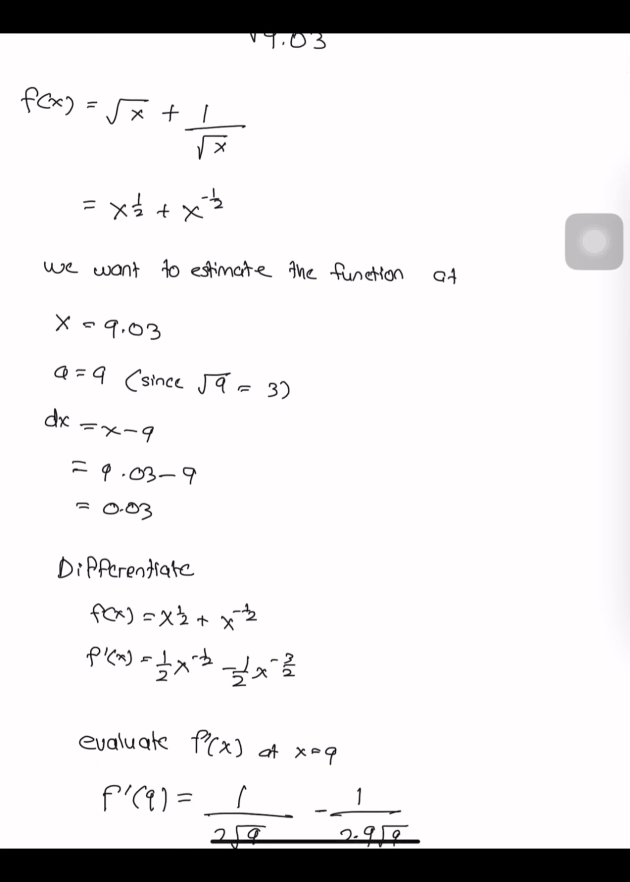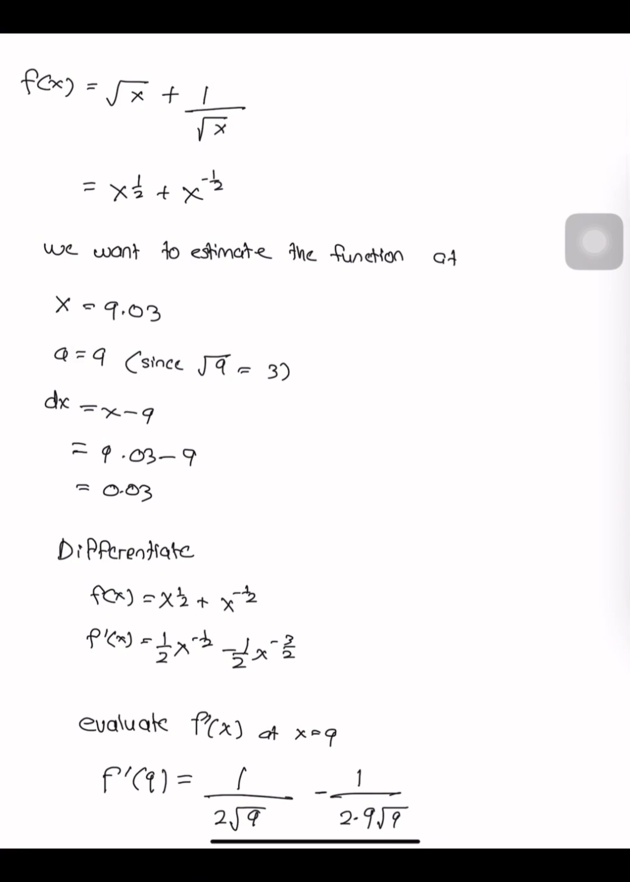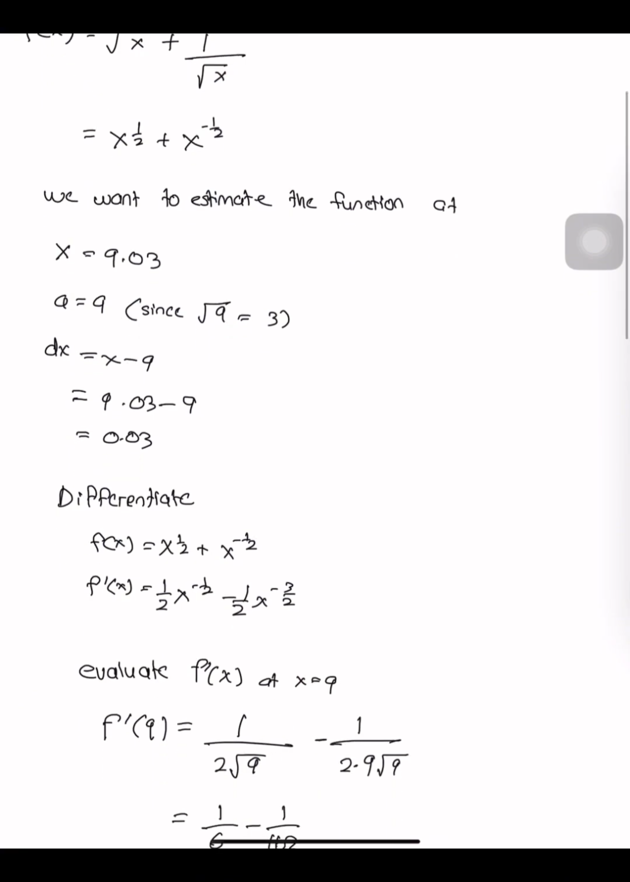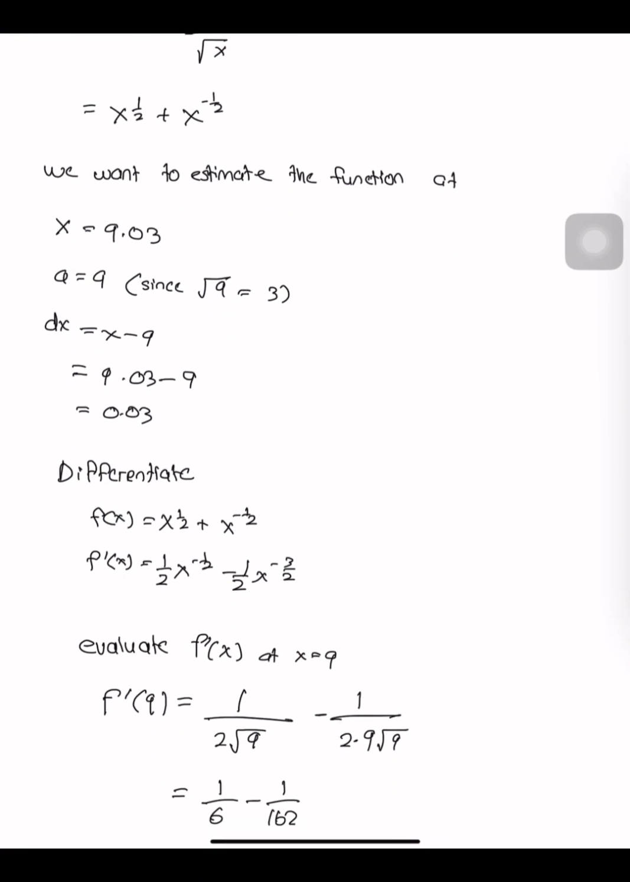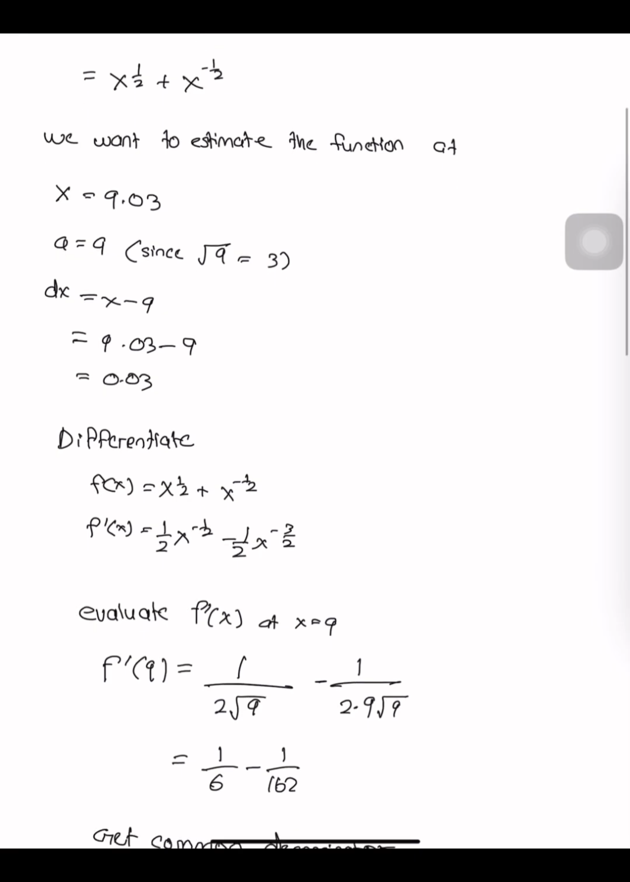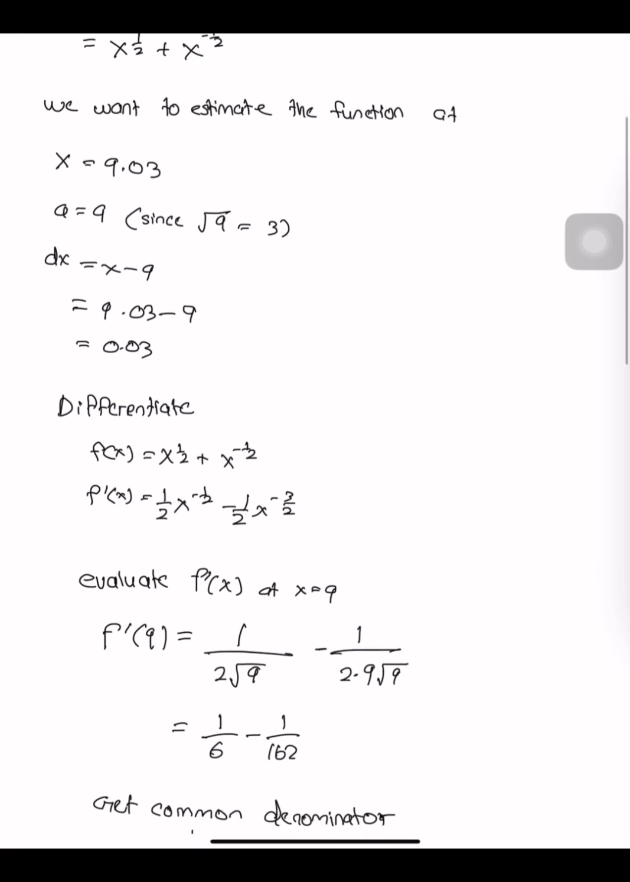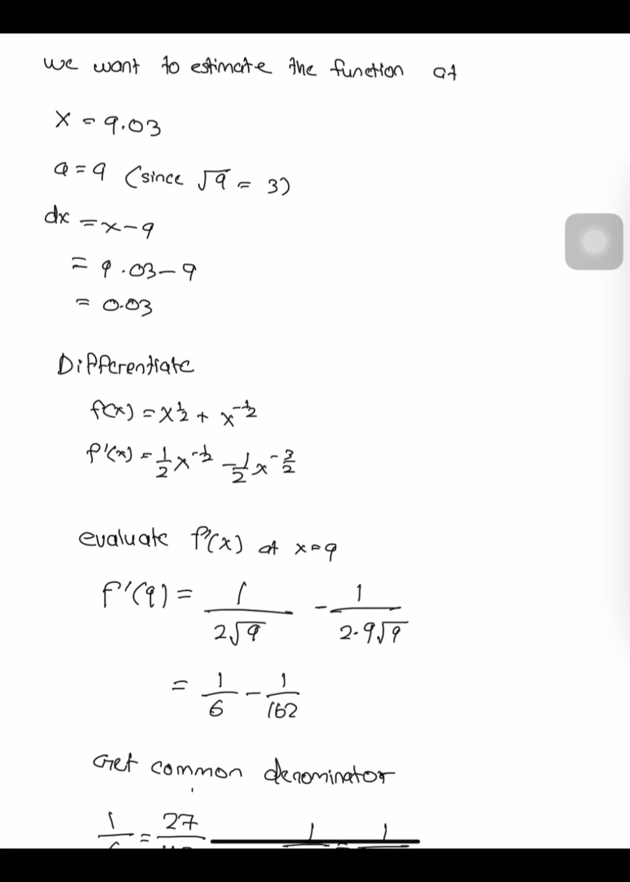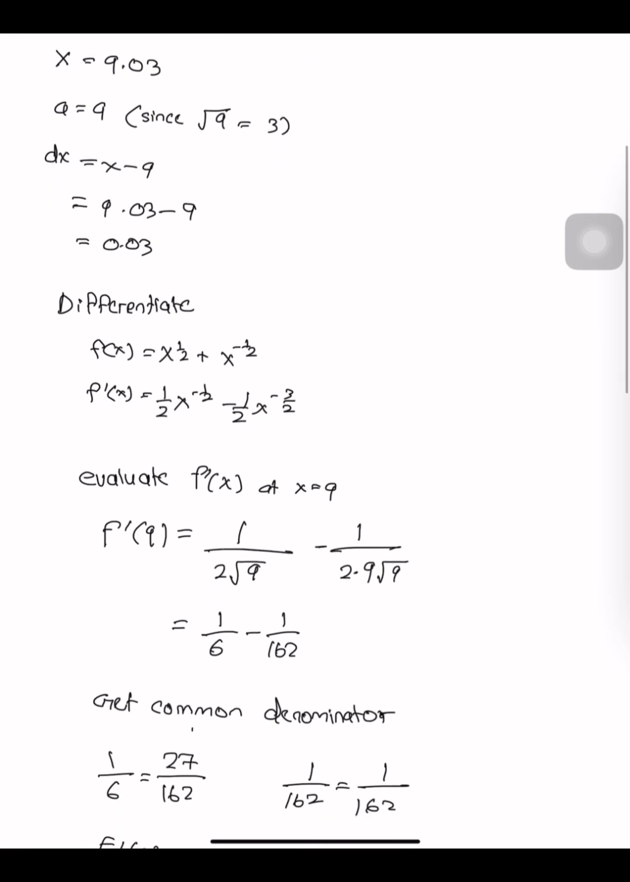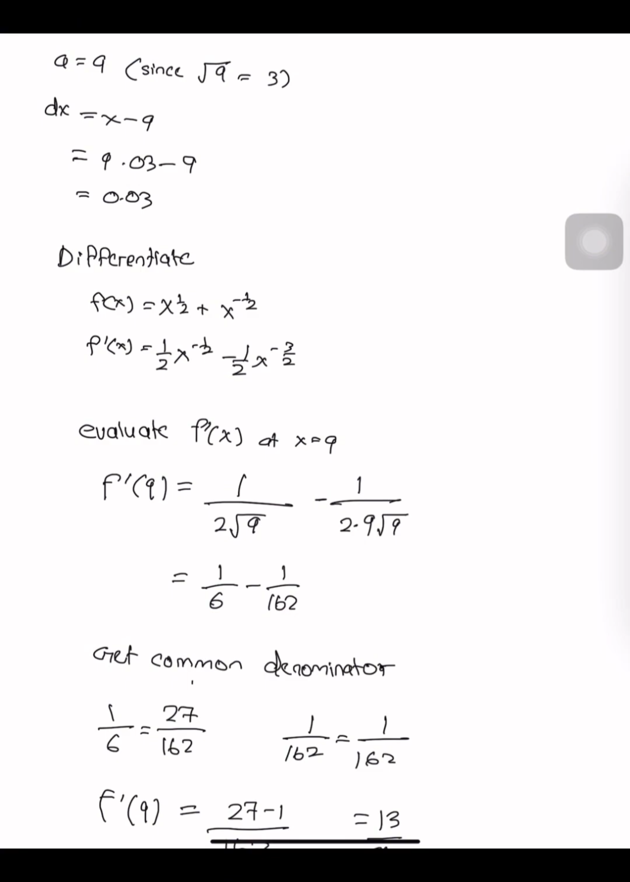Now we want to estimate the function at x equal to 9.03, a equal to 9, dx equal to x minus a. So we can calculate by using a calculator, and we get dx is 0.03. For step 2, we find the derivative. So we need to differentiate f(x) equal to x to the power of 1 over 2 plus x to the power of negative 1 over 2.